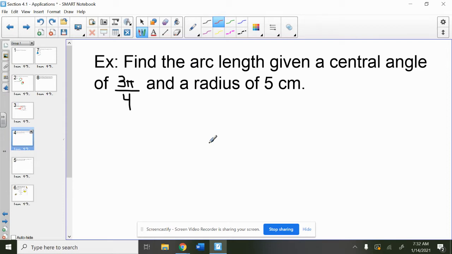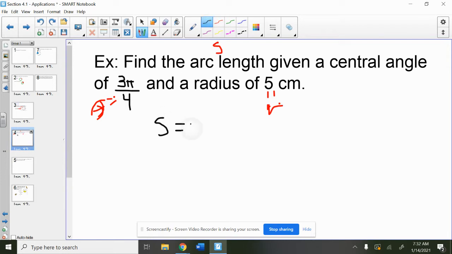Okay, it says find the arc length. So it wants us to find S. This is important: you're not just going to always find S. Sometimes you're going to find other ones. Given a central angle of 3 pi over 4, notice you see a pi, so that means it is in radians. That's very helpful. That's my theta. It says a radius right there of 5, which means this is going to be our r value. So I've got everything I really need here, which makes it kind of nice.